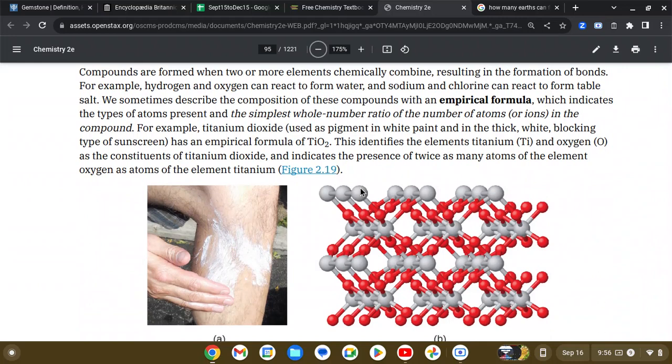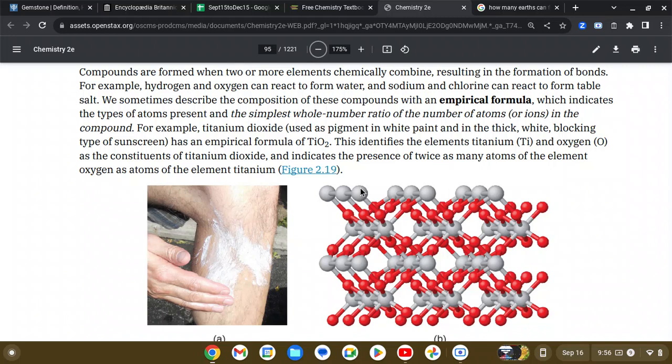Compounds are formed when 2 or more elements chemically combine, resulting in the formation of bonds. For example, hydrogen and oxygen can react to form water, and sodium and chlorine can react to form table salt. We sometimes describe the composition of these compounds with an empirical formula, which indicates the types of atoms present and the simplest whole number ratio of the number of atoms or ions in the compound.